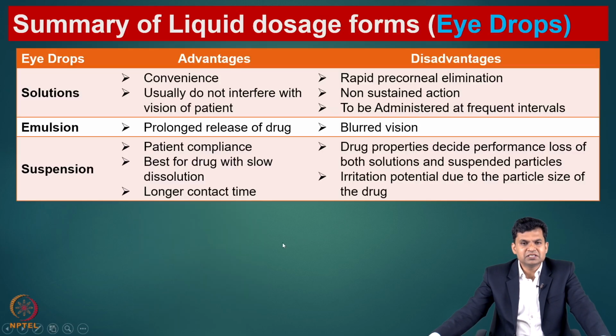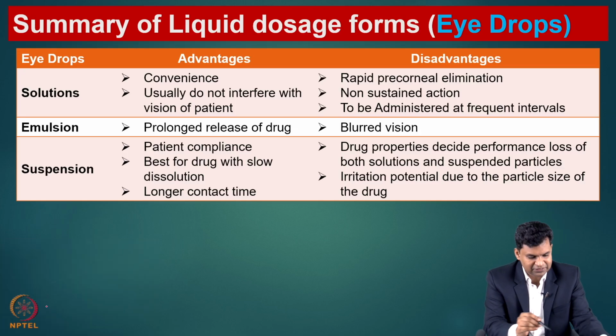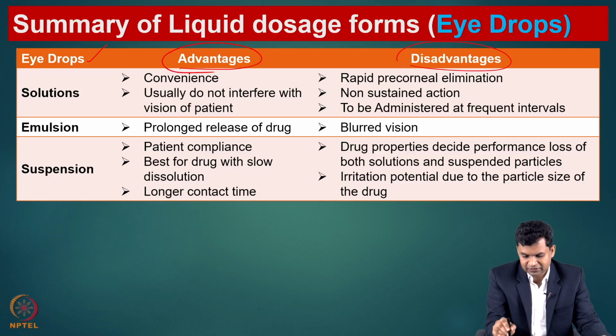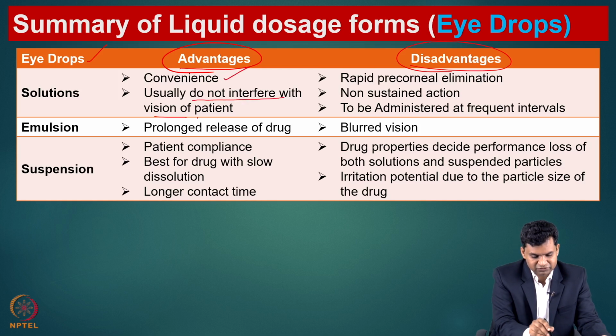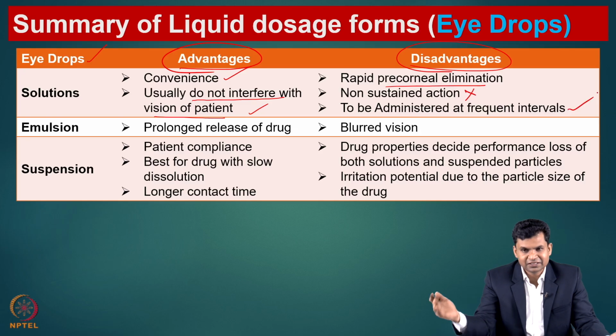Now, here is the summary of the liquid dosage forms. Here we can see all the advantages as well as disadvantages. Here are the various types of eye drops, and here are the advantages and the disadvantages. As we discussed, it is convenient and usually does not interfere with the vision of the patient because it is clear. The problem is rapid precorneal elimination, one of the major limitations, and you will not get any sustained effect, so it must be administered frequently because of removal or drainage from the eye.